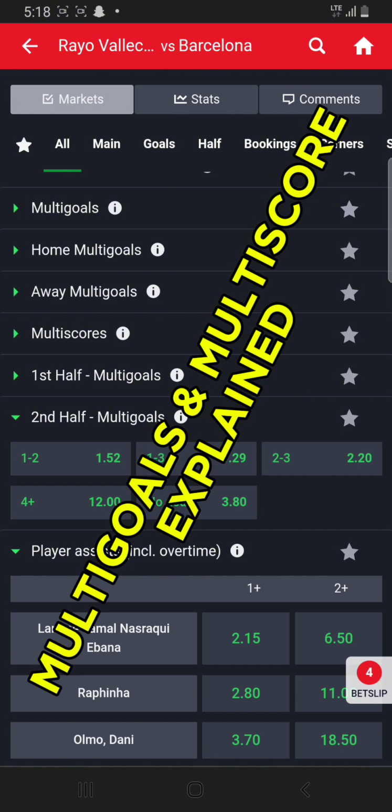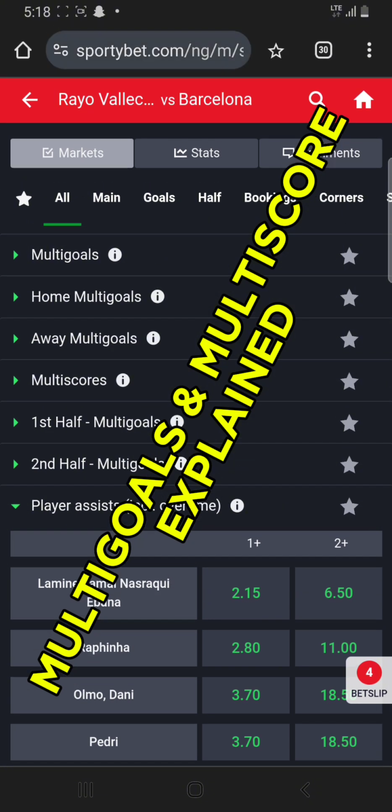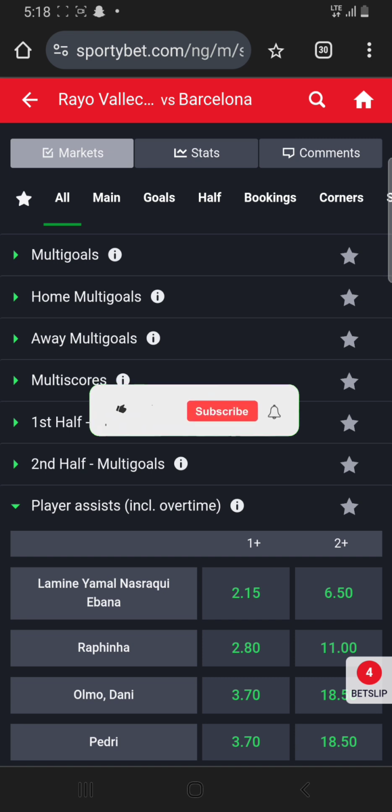The moment the match was kicked off in the second half to the moment the whistle was blown to end the second half. That is a second half multi-goals option. That is it. So guys, I believe you understand what a multi-goals outcome is: home multi-goals, away multi-goals, first half multi-goals, and then second half multi-goals.